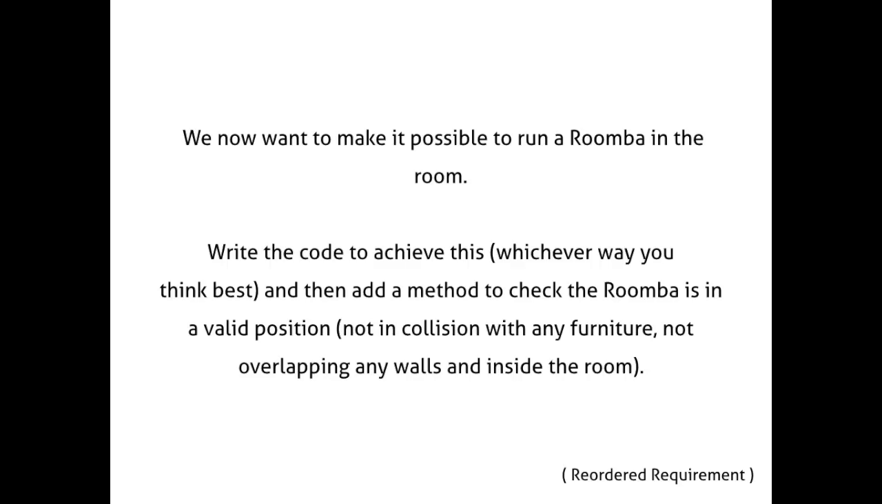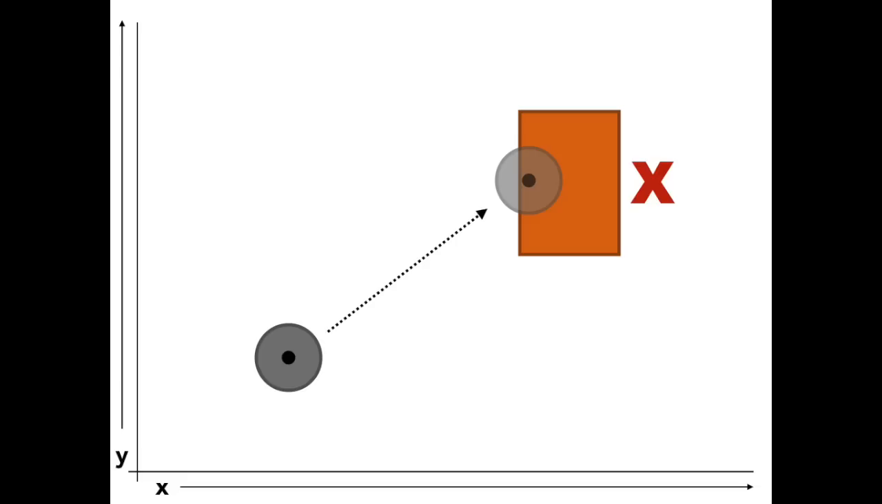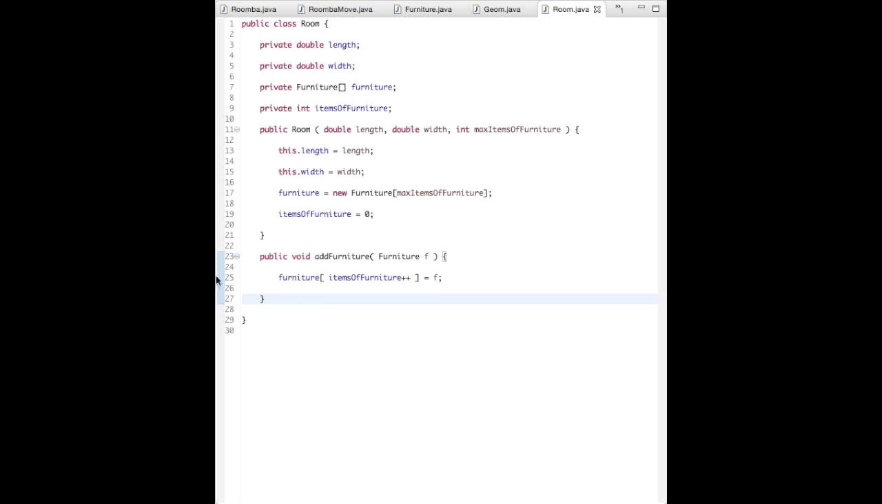So let's move on to the next requirement, which asks us to make a Roomba run in a room. What this means is we want to supply a Roomba move. We want to assume that there's some Roomba in our room. We want to supply a Roomba move, and we want to see: is there a collision with a piece of furniture? Obviously, the first thing we need to specify is that we can actually add a Roomba to our room. So what we're going to do is have a field. We're going to have it of type Roomba, and we're going to call it vac.